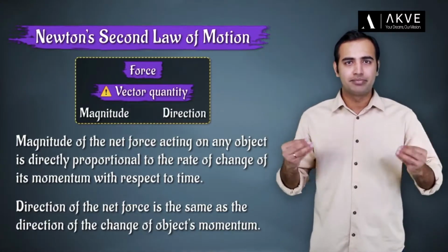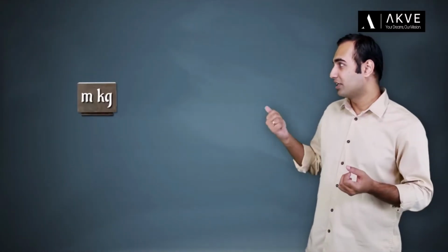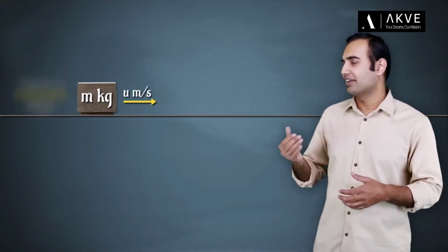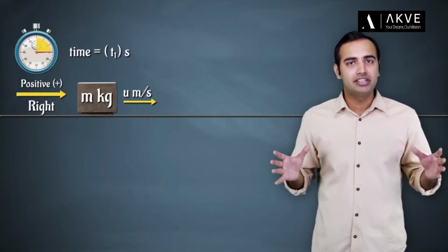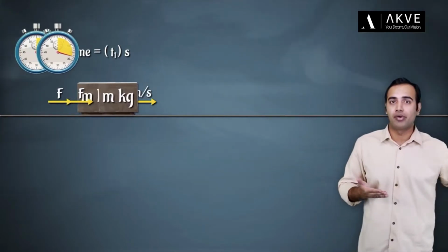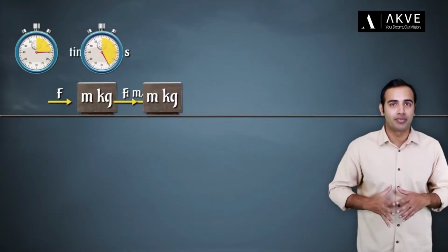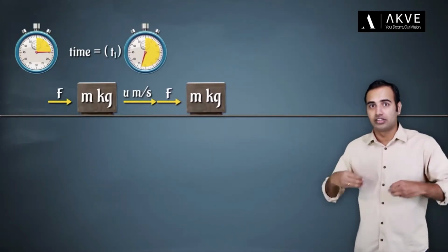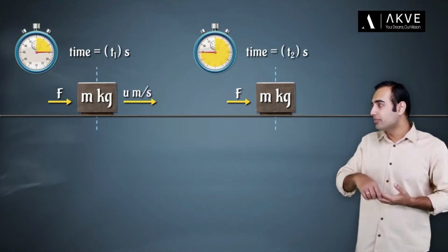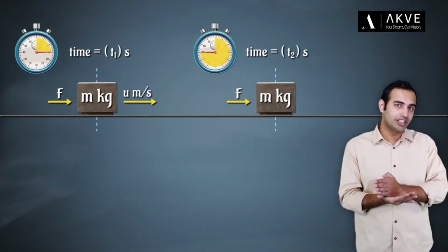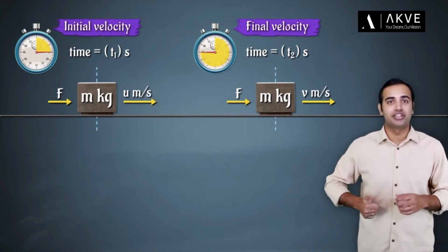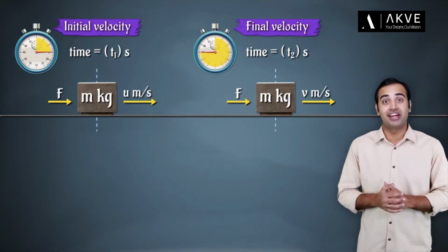So let's consider a simple situation where a block of mass m kilograms is initially traveling at a velocity u meters per second, let's say in the right direction. Now at time t equal to t1 seconds, imagine that a force F begins acting on the block in the same direction of its motion. Now, due to the action of this force, the velocity of the block would certainly increase, right? Yes. So let's say at time t equal to t2 seconds, the velocity of the block becomes v meters per second. So this is the final velocity of the block, and we stopped the stopwatch at t equal to t2 seconds.